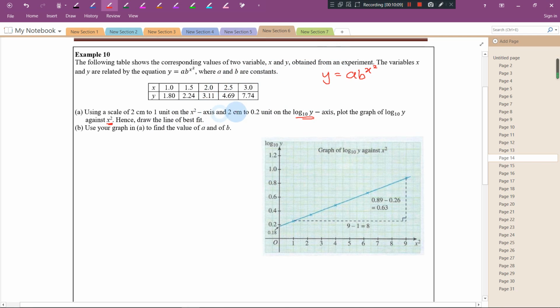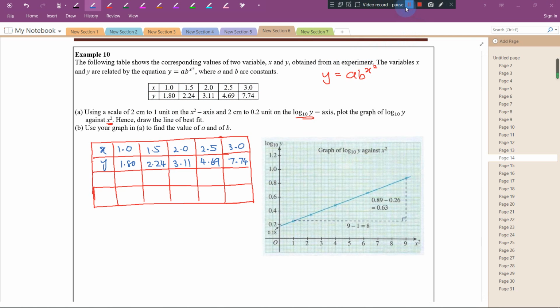Okay, so how to get these values? It's easy. Let me copy this table first. Okay, I have copied the table. What I need to do next is add two more rows. One is for x squared and another one is for log base 10 of y. So this is for x squared and this is for log base 10 of y.